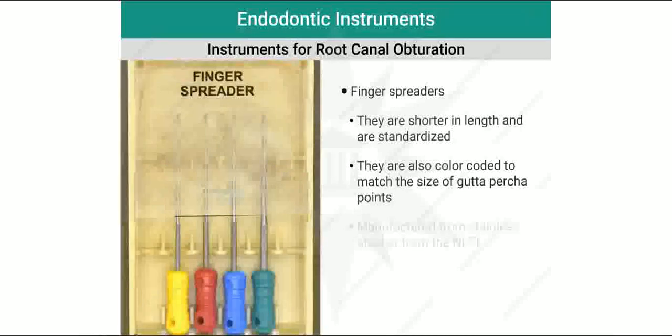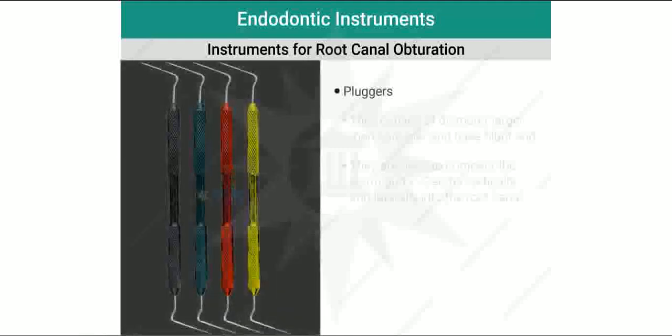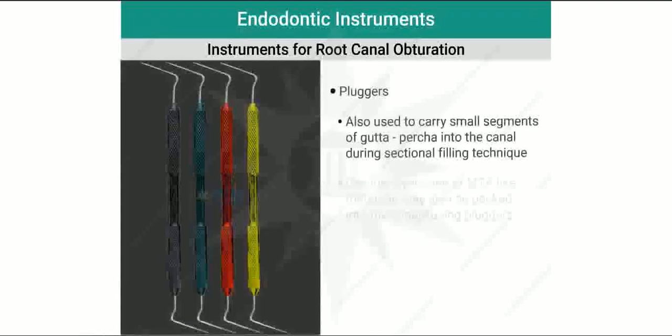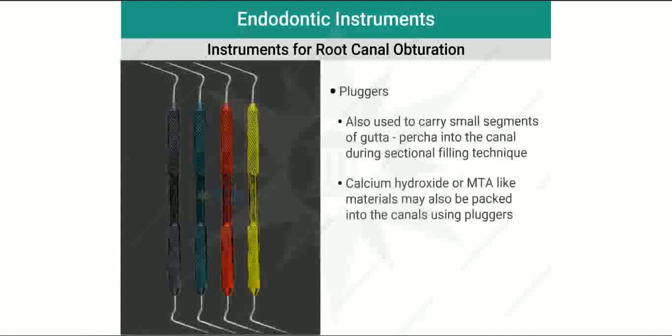Pluggers. They have a diameter larger than that of a spreader and have a blunt end. They are generally used to compact the warm gutta-percha vertically and laterally into the root canal. Also, they are used to carry small segments of gutta-percha into the canal during sectional filling. Calcium hydroxide or MTA-like materials may also be packed into the canals using these pluggers. Recently, nitinol spreaders and pluggers are also available in the market. They easily follow canal curvatures and are less likely to be deformed during use.